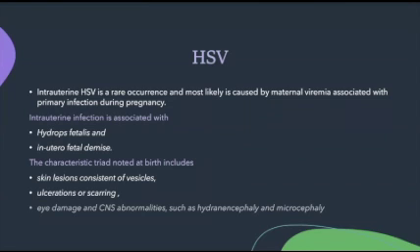Intrauterine herpes virus infection is a rare occurrence and most likely is caused by maternal viremia associated with primary infections during pregnancy. Intrauterine infection is associated with hydrops fetalis and in utero fetal demise. The characteristic triad noted at birth includes skin lesions consisting of vesicles, ulceration or scarring, eye damage, and CNS abnormalities such as hydrocephaly and microcephaly.